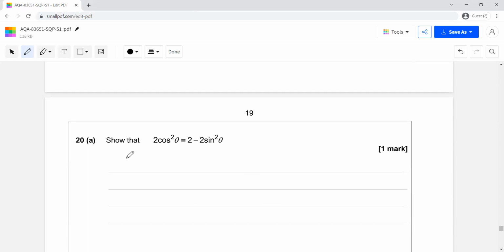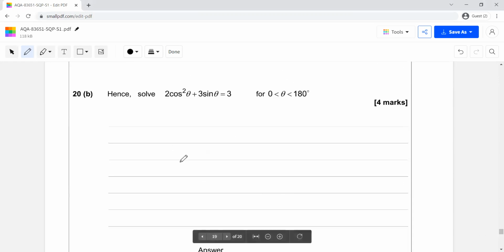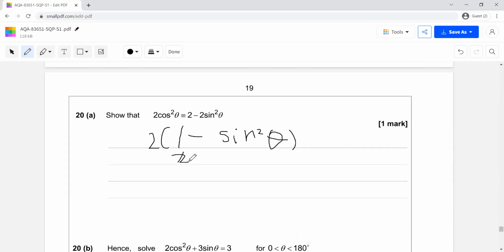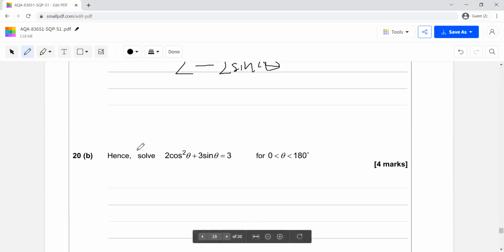Show that 2 times the cosine squared of theta is the same as 2 minus 2 sine squared theta. This is a very simple argument, so we're going to say that 2 times (1 minus sine squared theta), which is equal to, like we said, 2 minus 2 sine squared of theta. Part b, solve this equation.